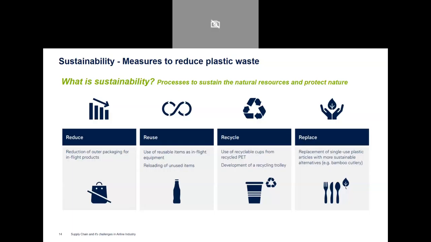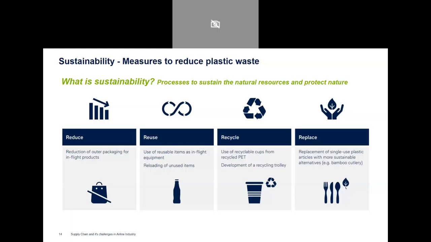The third one is recycle, so recyclable plastic cups. PET here refers to polyethylene terephthalate. Not going too much into this detail, but just to give an idea, in previous years most airlines were serving plastic cups, and then they were thrown directly into the trash, and it's non-degradable waste coming into nature.